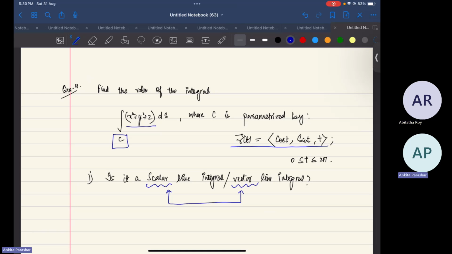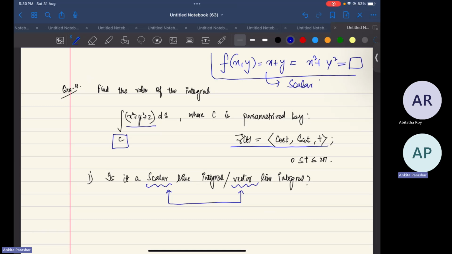But the surface is nothing but, if you remember, x plus y, or let's say any x square plus y square, or any polynomial in x, y. So such f are nothing but scalar valued. You see, they are scalar fields. Therefore, this is also defined as a function from R3 to R, it is also a scalar field, right? And such integrals we call scalar line integrals.